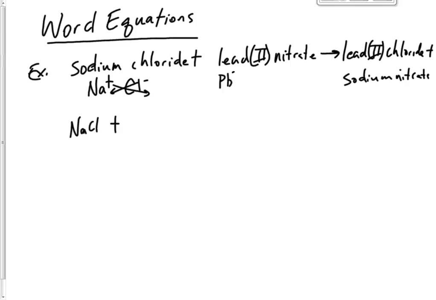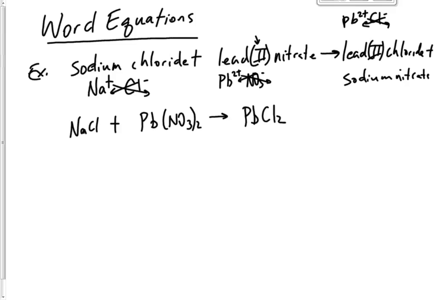So lead is Pb. It's got a 2+ charge. That's what the Roman numeral means. Nitrate, you have to look on your polyatomic ion list. It's NO3 with a -1 charge. Cross those charges, and you've got Pb(NO3)2. And you just keep on finding the charges and crossing the charges, just like we did 2 months ago when we first started doing ionic compounds. And then last is sodium nitrate, Na+, NO3-. So you cross those charges, you get NaNO3.